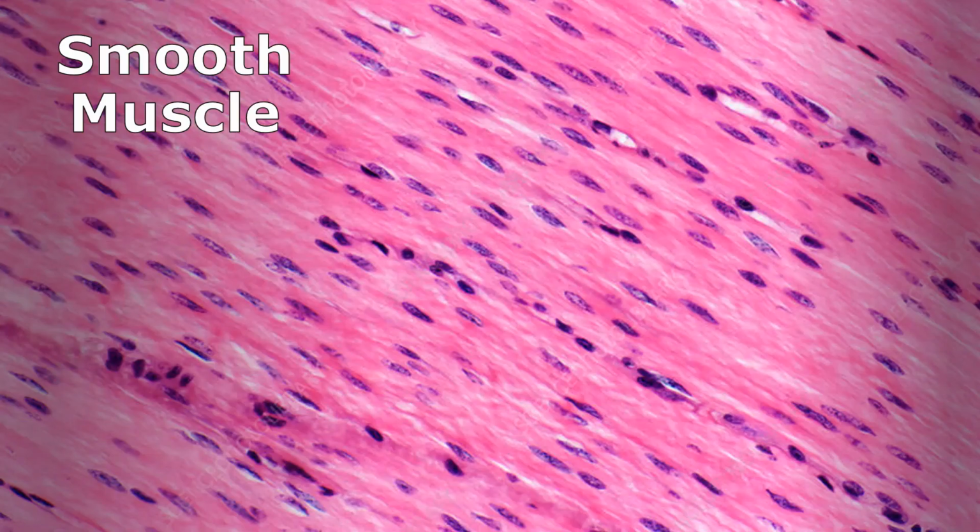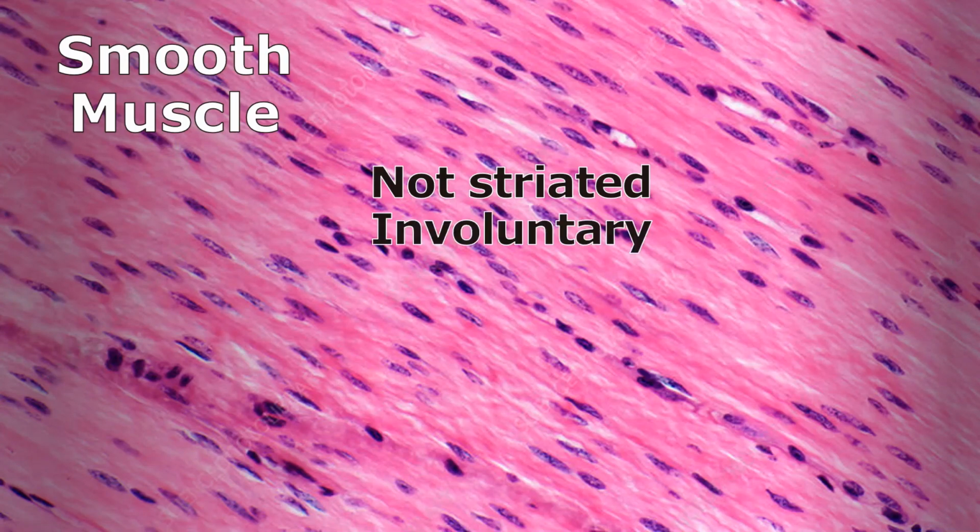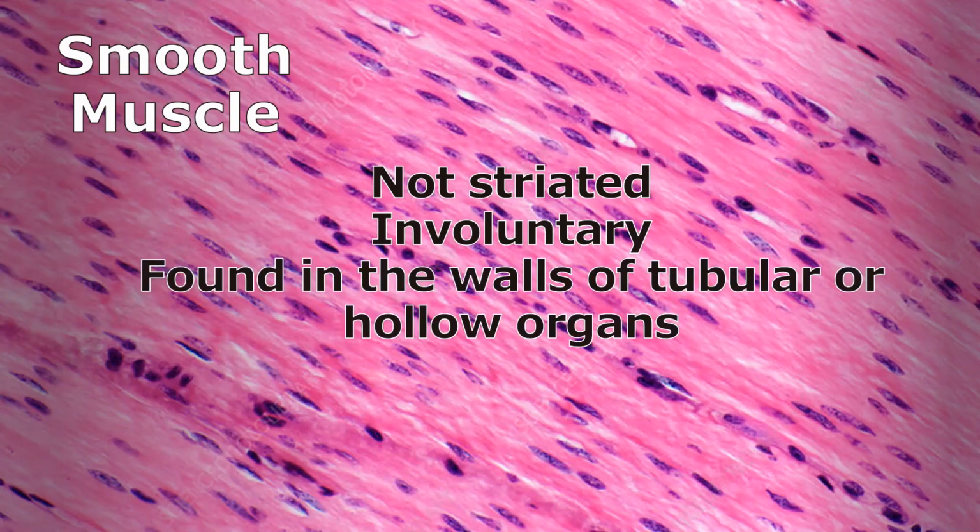Smooth muscle is the last here. It can be confused with other types of muscle, but it is not striated, which is why it's called smooth, and we don't see the striations because of that. This is an involuntary type of muscle as well, and we find it in the walls of what's called tubular organs, like, say, blood vessels or lymphatic vessels, or hollow organs, say, like the stomach, for instance.